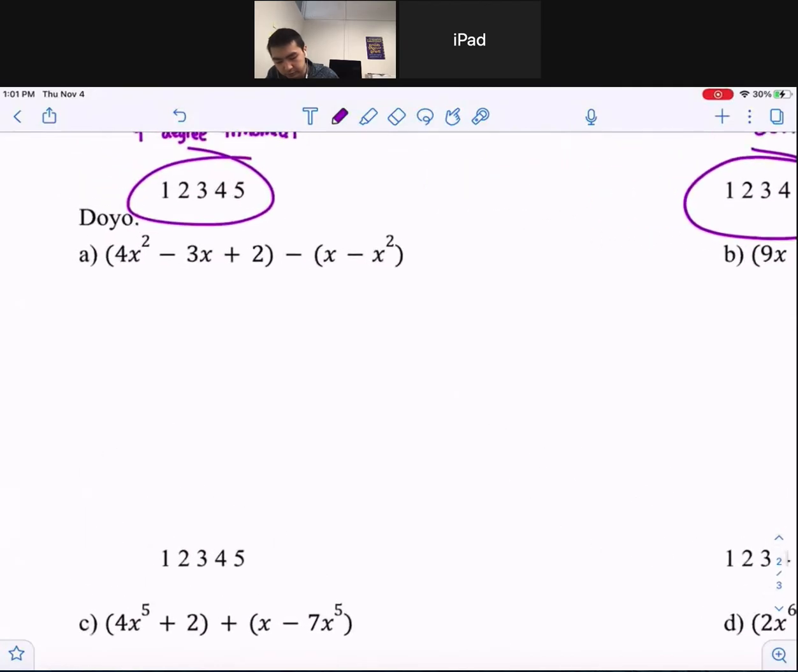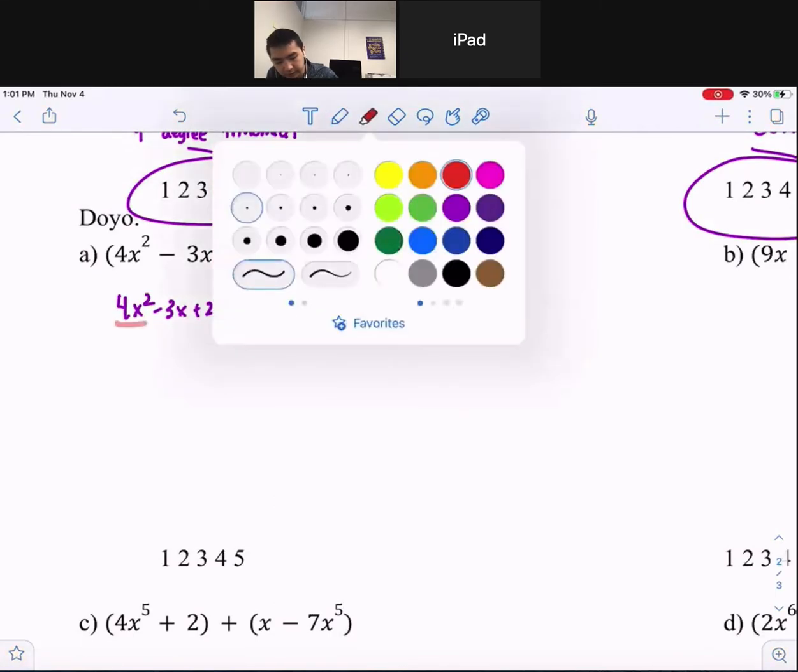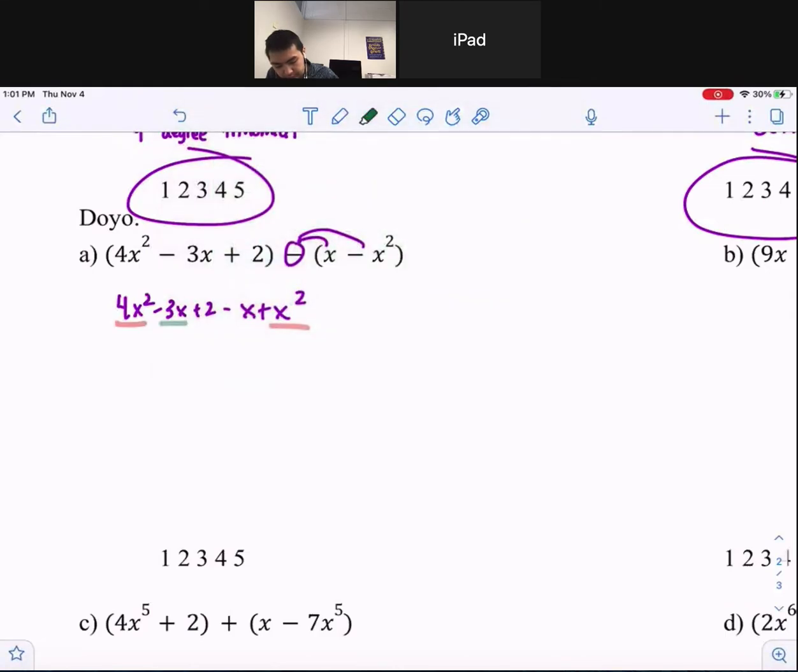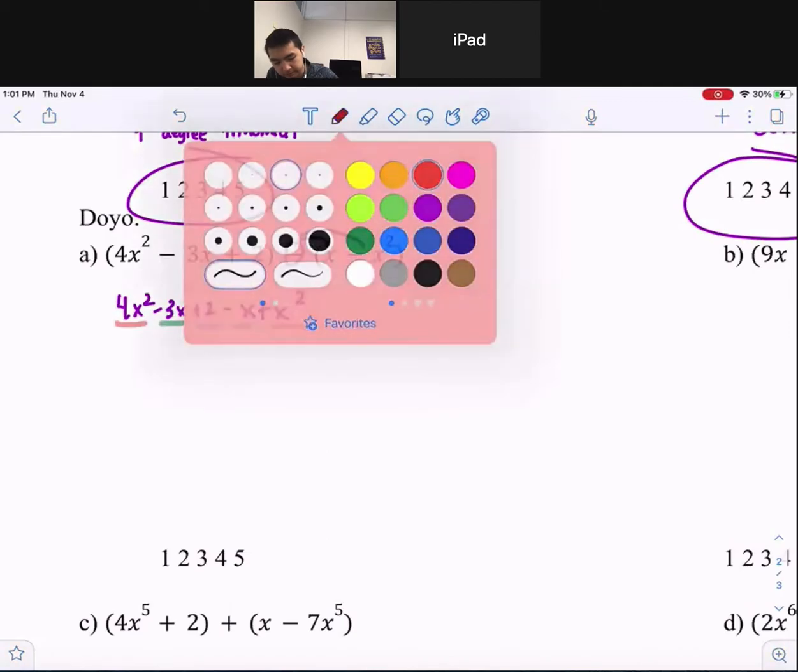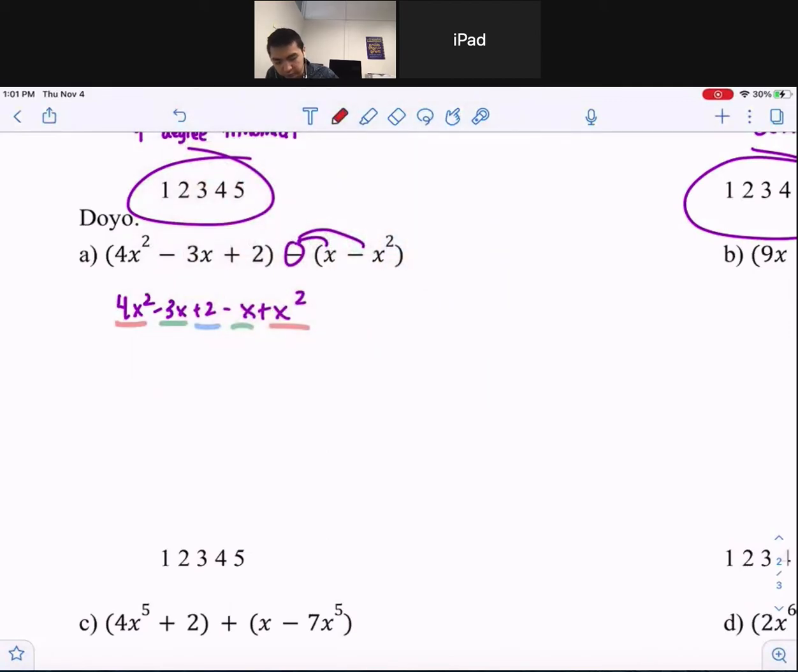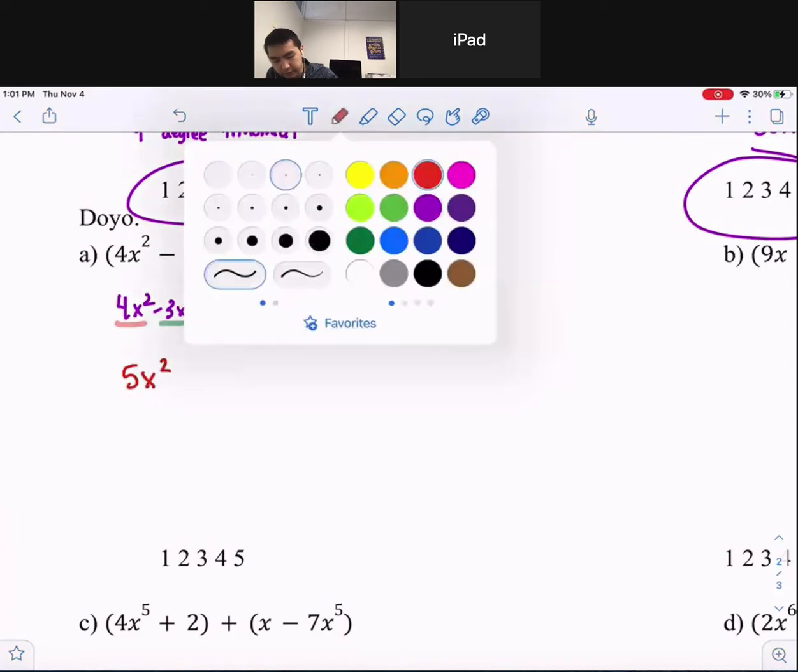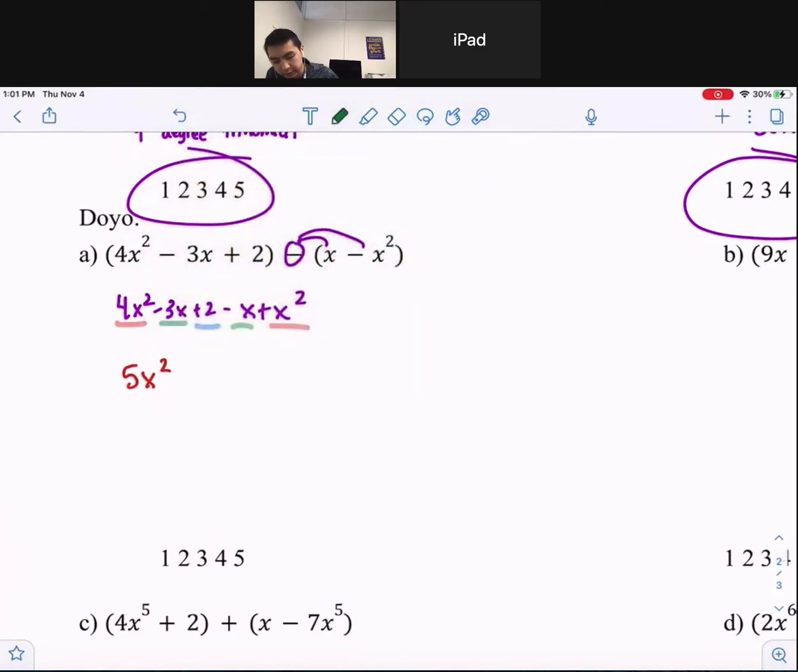Okay. So standard form for this one, you guys. Distribute the minus sign to both and then drop everything down. Negative x plus x squared. Now combine like terms. Second powers you guys combine. X terms you guys combine, and we have this lone plus 2. 4 plus x squared is 5x squared. The next highest term are the greens, the x terms, so negative 4x, and then the blue plus 2.